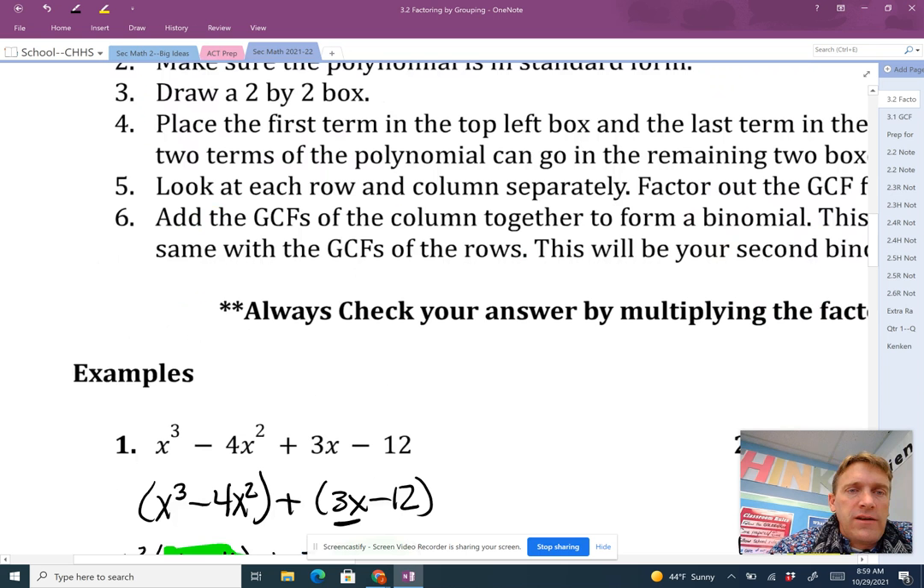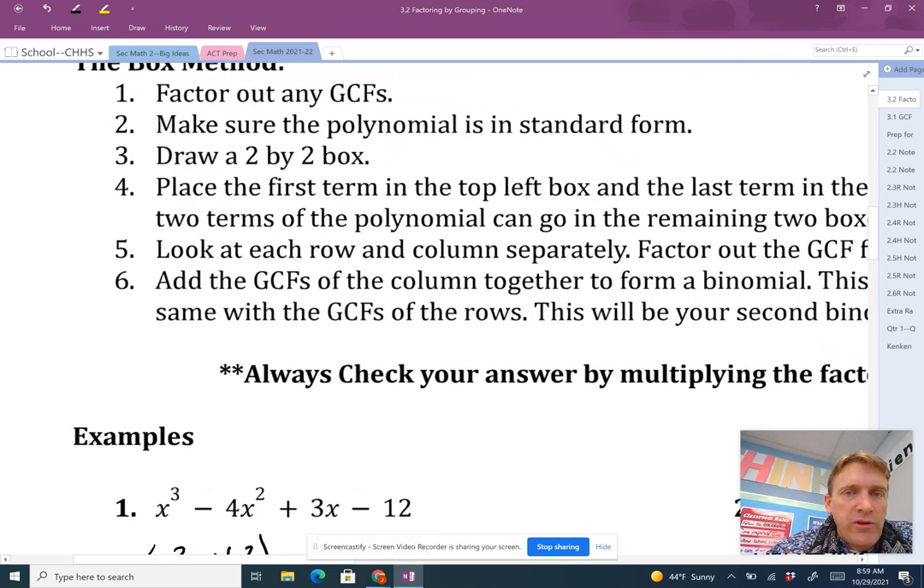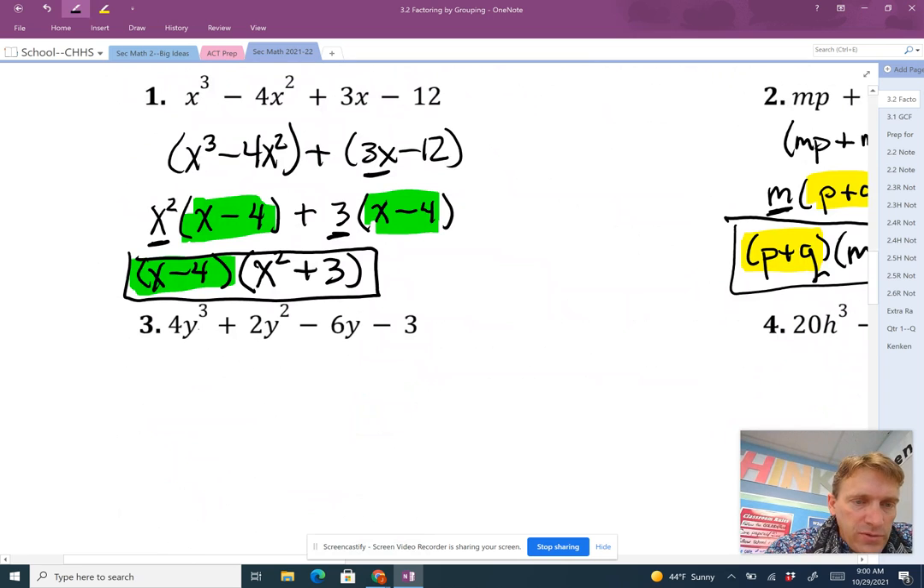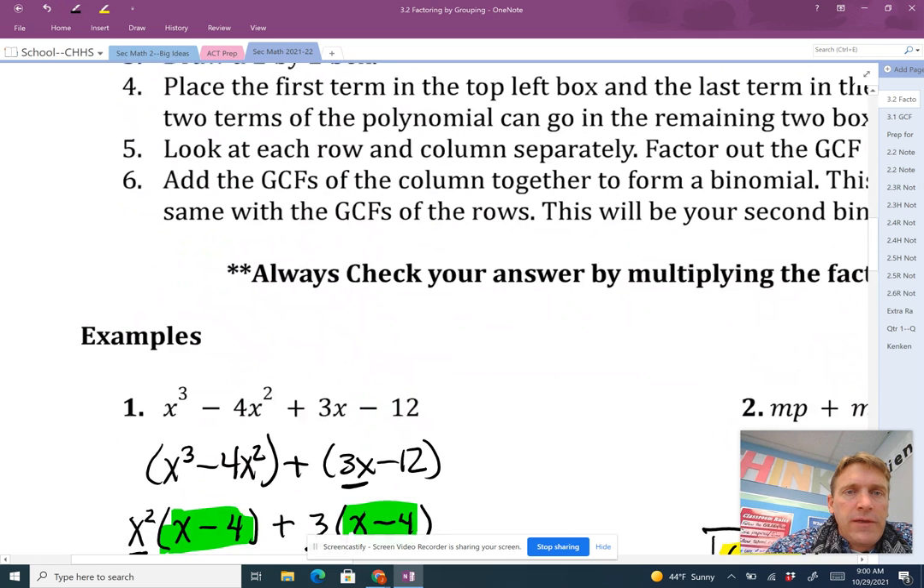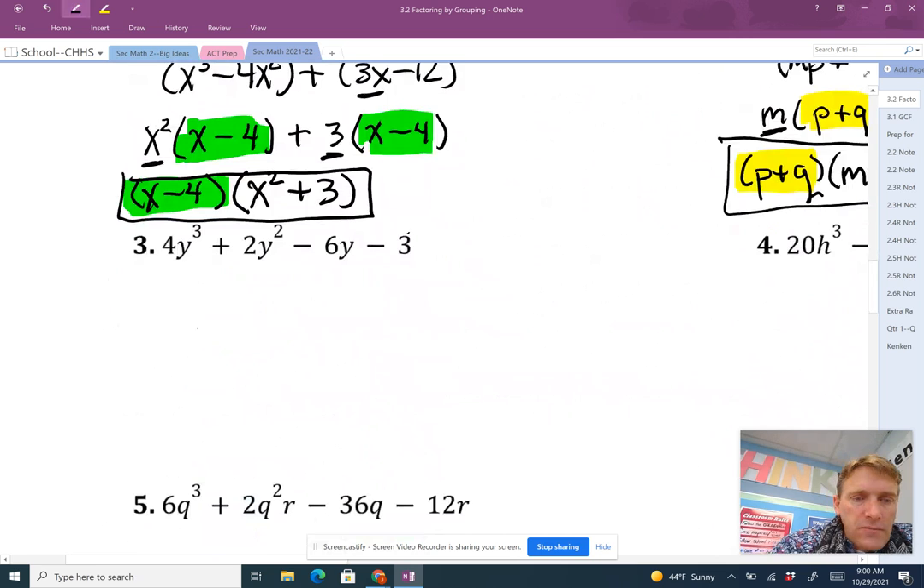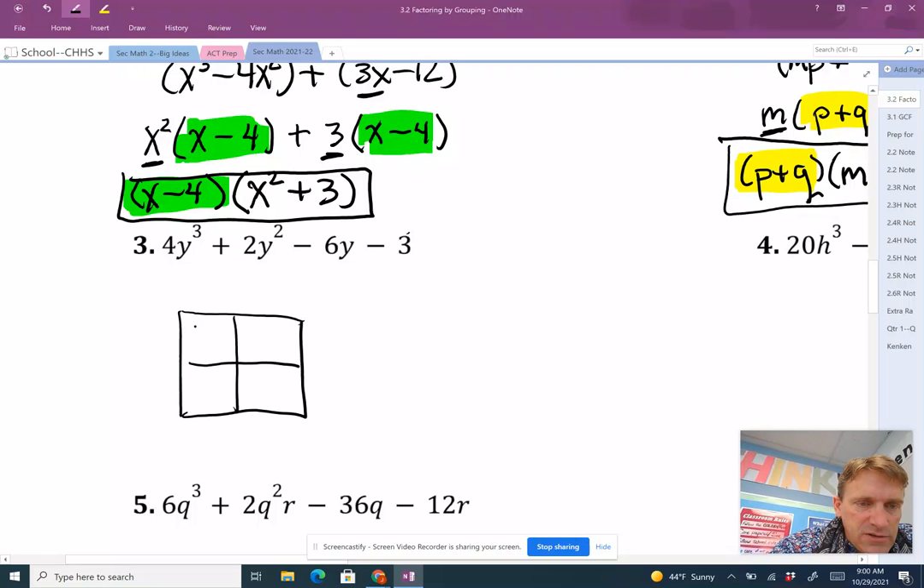So then we make sure the polynomial is in standard form. That's decreasing order. So 3, 2, 1, 0. This is in standard form. And draw a 2 by 2 box. So in this 2 by 2 box, I say here's 4y cubed. I put the first one in the first box, and then 2y squared.